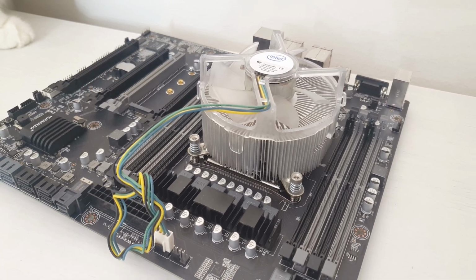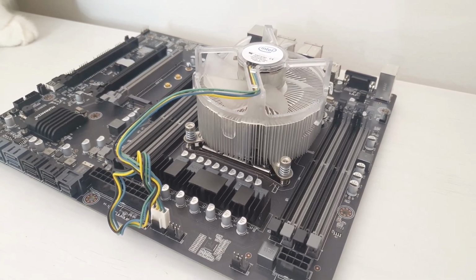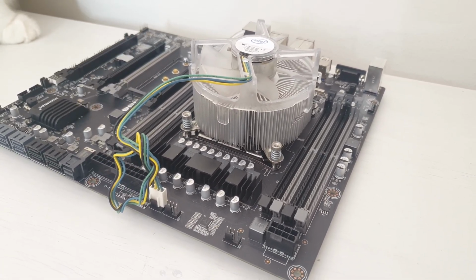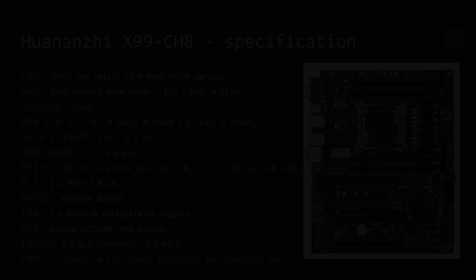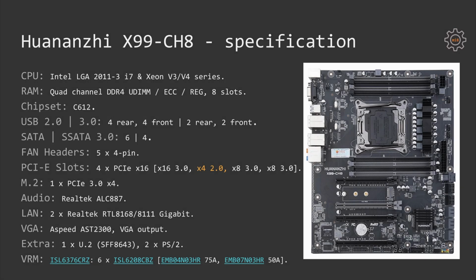In this video, I'm going to tell you all the test results, but first, let's take a look at the technical specification of the motherboard. As you would expect, the X99-CH8 uses the LGA 2011 version 3 socket. You can install Intel Core i7 and Xeon E5 V3 and V4 CPUs. On the motherboard, you will find 8 memory slots with quad-channel memory configuration. Regular desktop as well as registered ECC memory are supported.